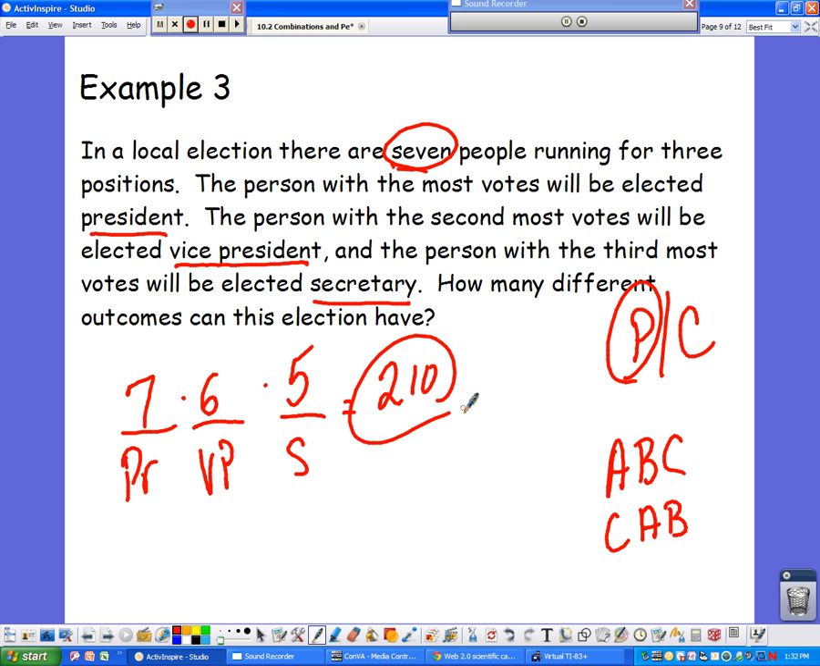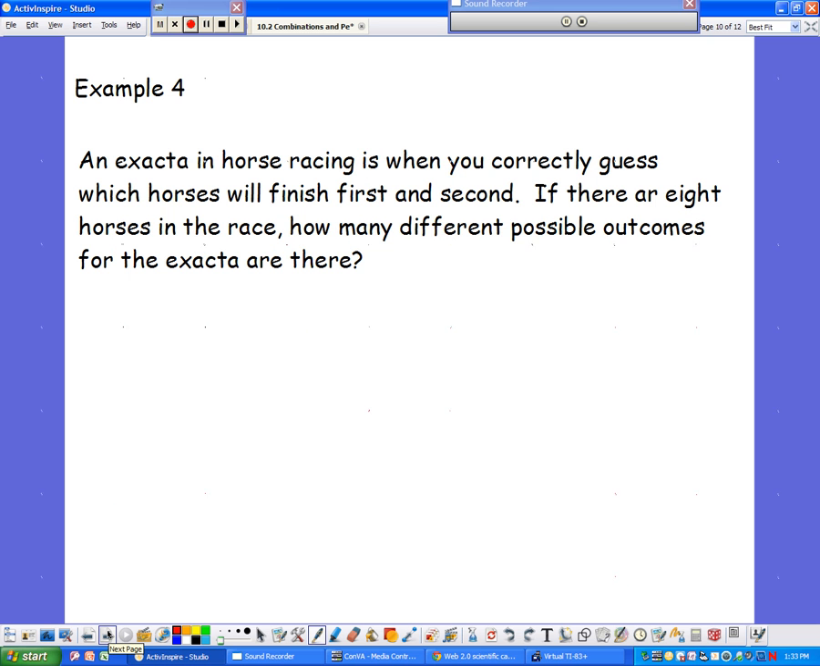Okay. All right, go ahead and take a look at the last word problem. And then there's some just basic problems that I want us to take a look at. An exacta in horse racing is when you correctly guess which horse will finish first and second. If there are 8 horses in the race, how many different possible outcomes for the exacta are there?